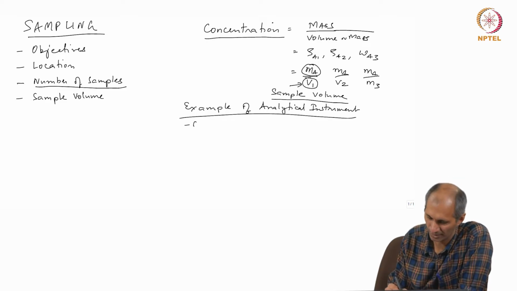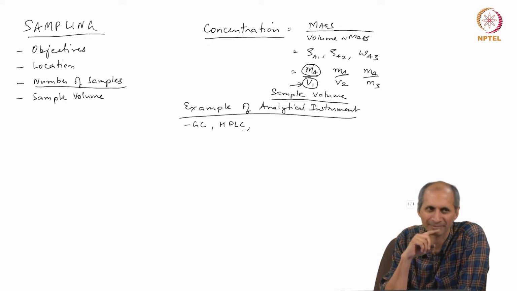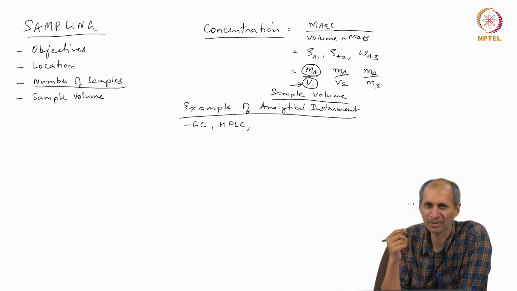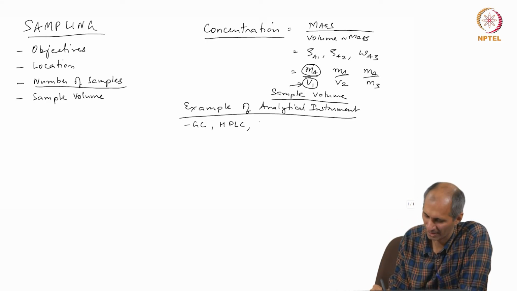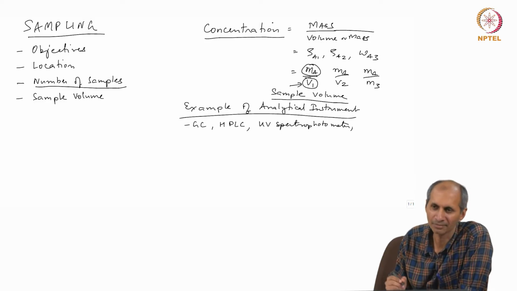GC. How many of you know what a GC is? Please raise your hands. Okay. Next, HPLC. How many of you know what an HPLC is? Less than half. You have done a lot of analytical instruments from high school. UV spectrometer. How many of you know what a UV spectrometer is? More people, but not all. Turbidity meter. How many of you have seen a turbidity meter?